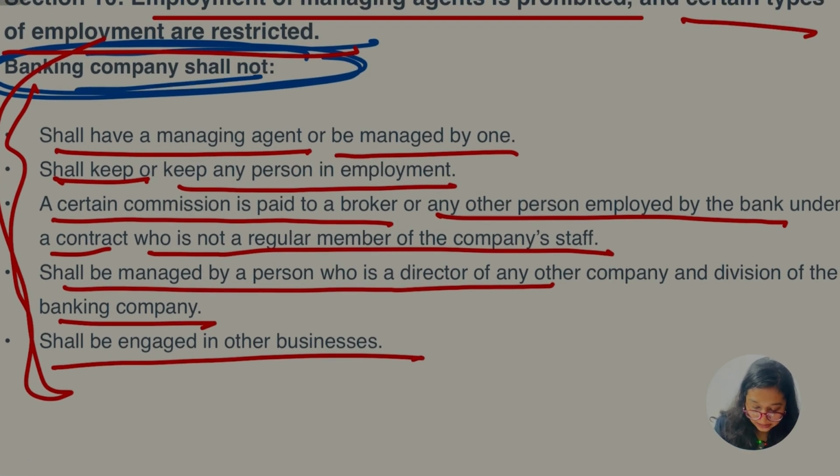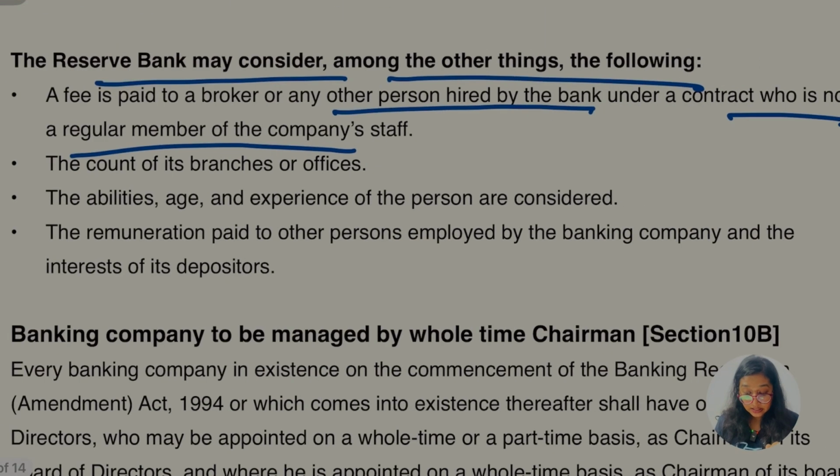A banking company, as per section 10, shall not, this part, let me say it again, this part: a certain commission is to be paid to a broker or any other person employed by the bank under a contract who is not a regular member of company staff. So here what are they saying? The Reserve Bank of India.